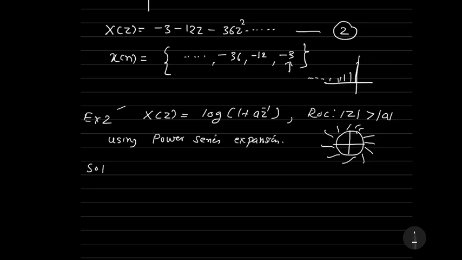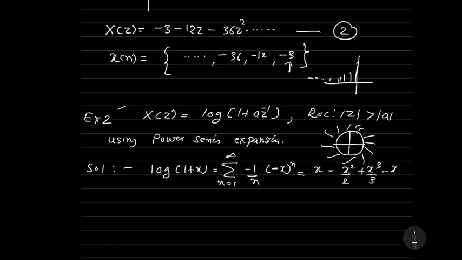Now let's solve this. We know log of 1 plus x is equal to the summation from n equal to 1 to infinity of (minus 1) to the power n plus 1, by n, times x to the power n. When we expand this series, we get x minus x square by 2 plus x cube by 3 minus x to the power 4 by 4 and so on. This is the power series of log of 1 plus x.